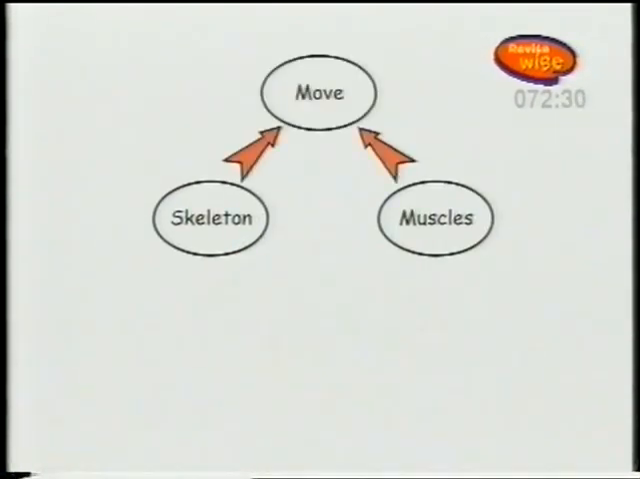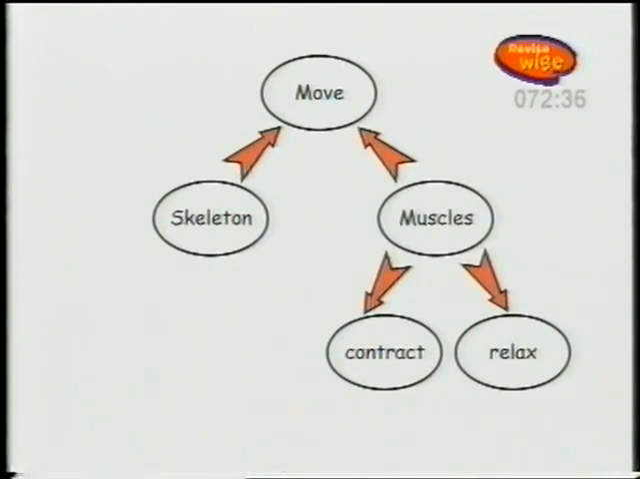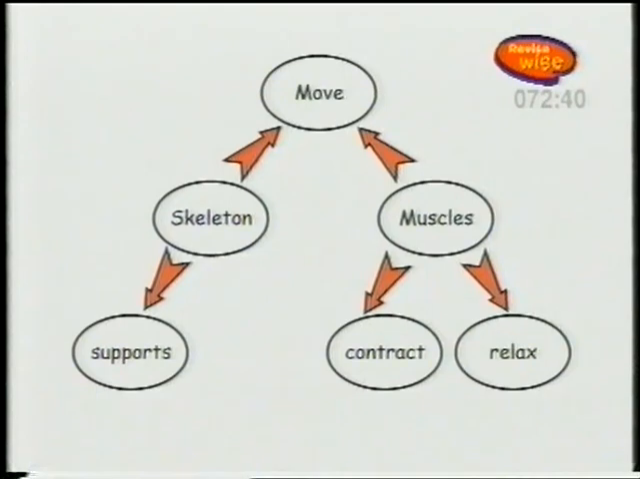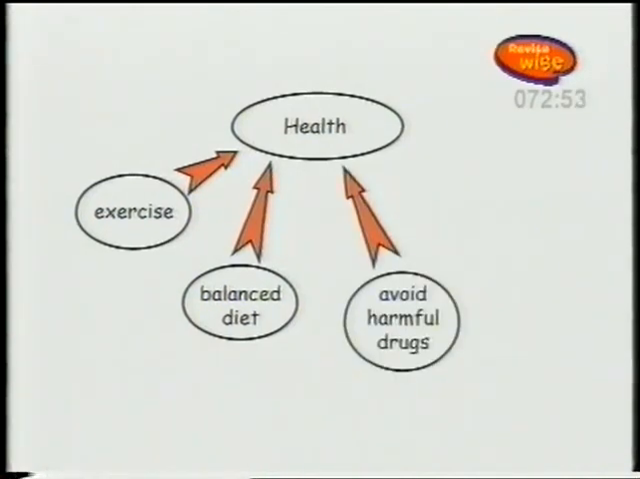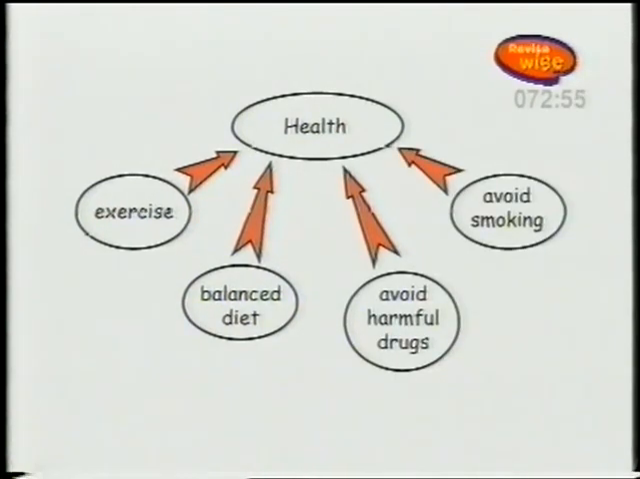The skeleton and muscles help us to move. The muscles work in pairs. They contract and relax. The skeleton also supports the body and protects the internal organs. For humans to stay healthy, we should exercise, have a balanced diet, avoid harmful drugs, and avoid smoking.